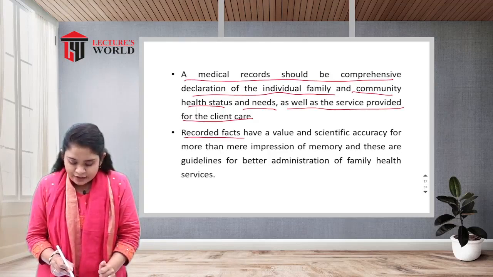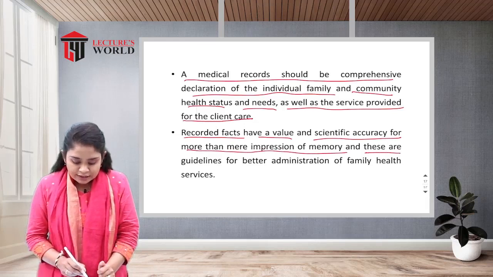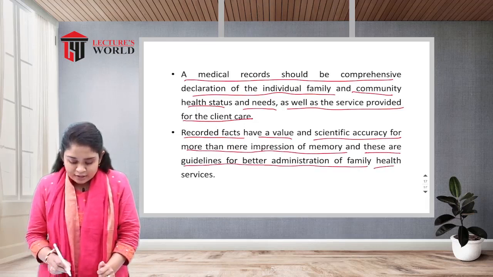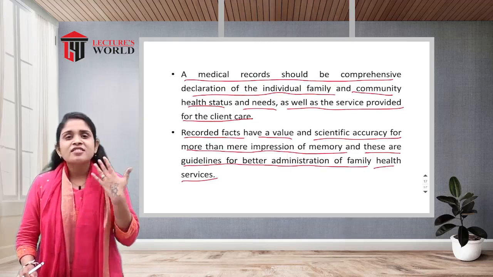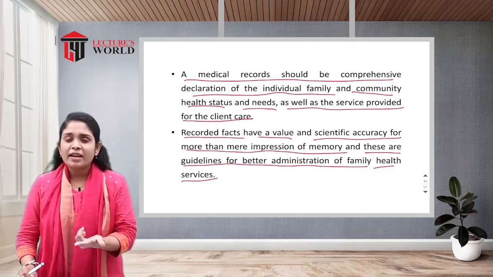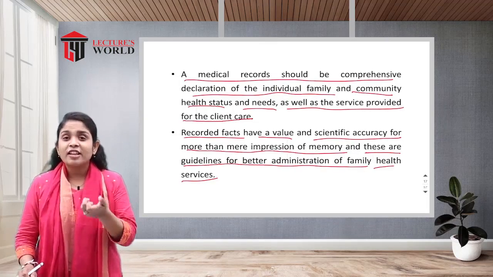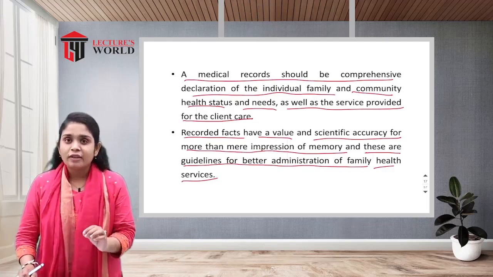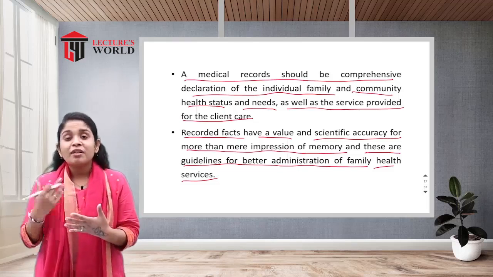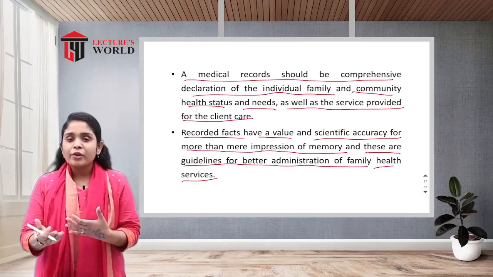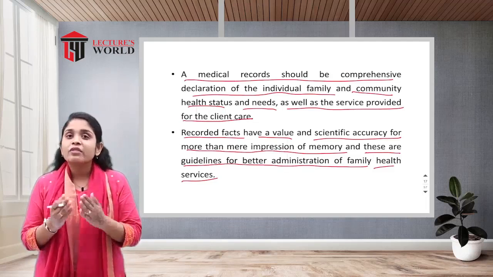Now, records have a value and scientific accuracy for more than mere impression of memory, and these are guidelines for the better administration of family health services. So what happens is, when the patient comes to the hospital, they will be doing several kinds of tests: a blood test, any x-ray or sonography, everything. That is a set of information which they will include in the file. That is known as the medical records. Not every nurse will be able to remember all the detailed history of the patient. So this is not just memory, but more than that, a scientific fact which we are storing for the patient.